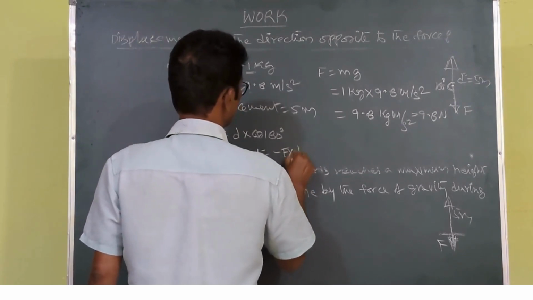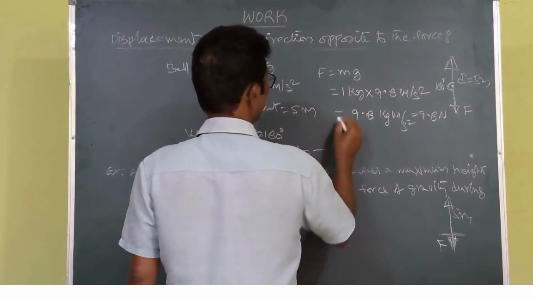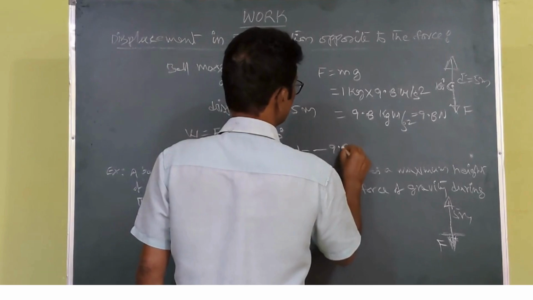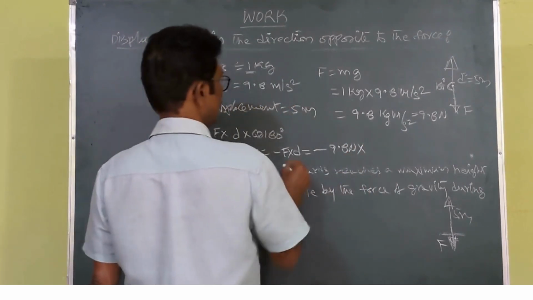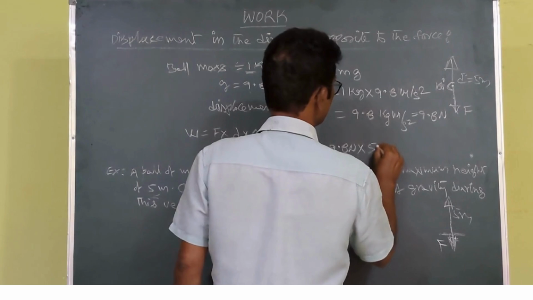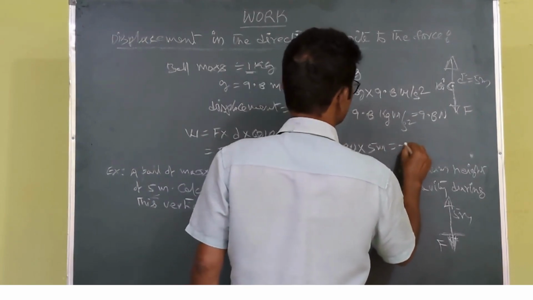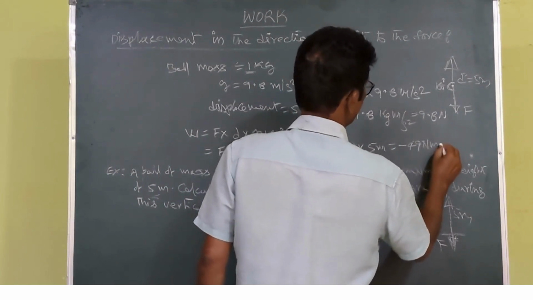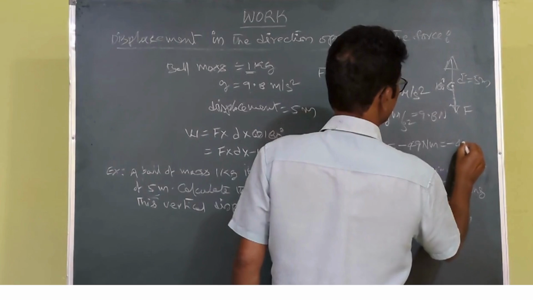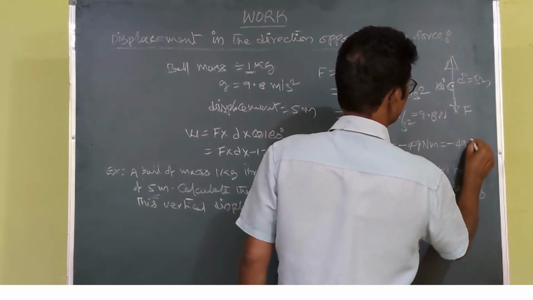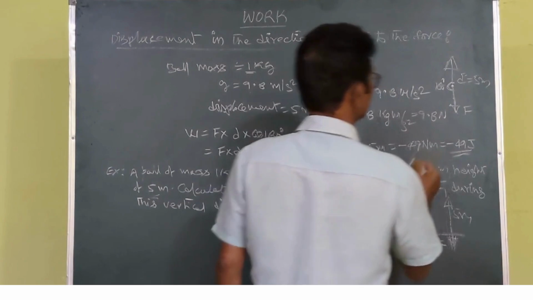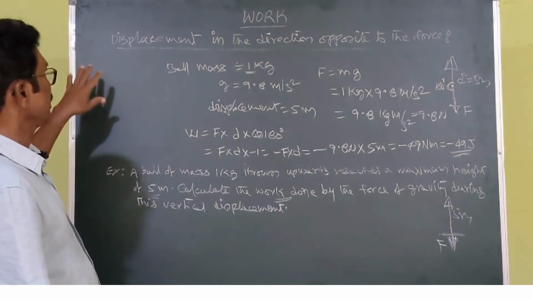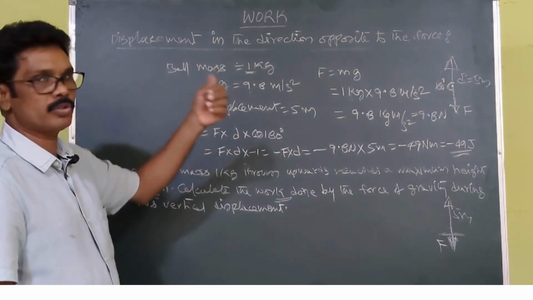Force is 9.8 newtons and displacement is 5 meters. So this equals minus 49 newton meter, or minus 49 joules. This is the answer. Like this, we can understand the second case, displacement in the direction opposite to the force.